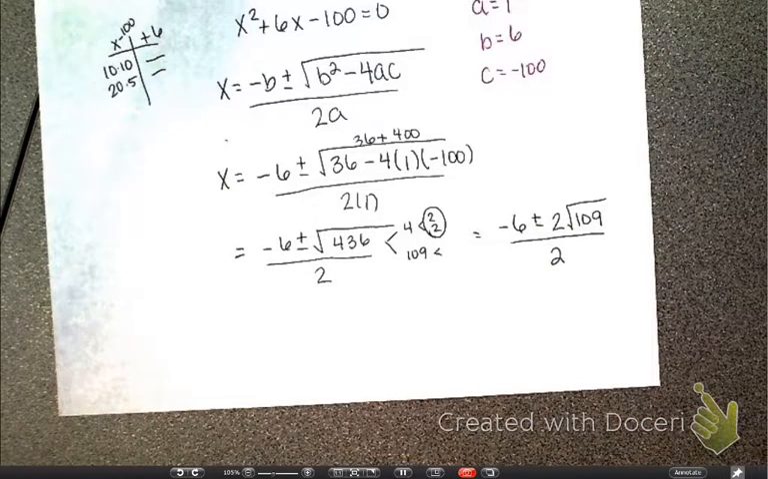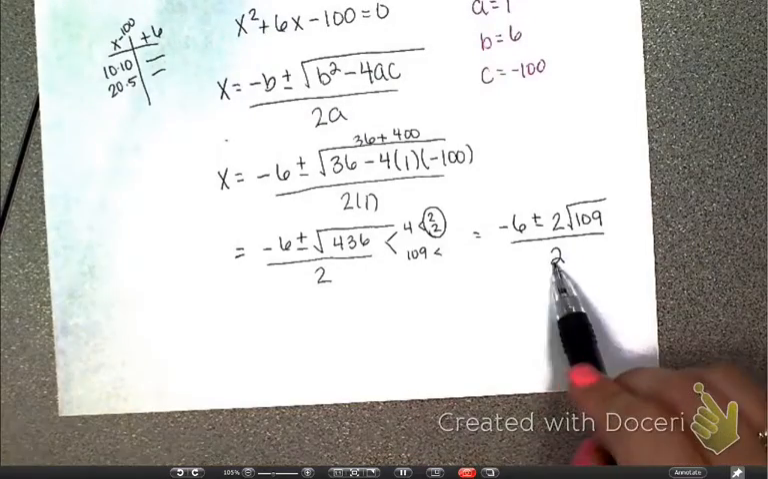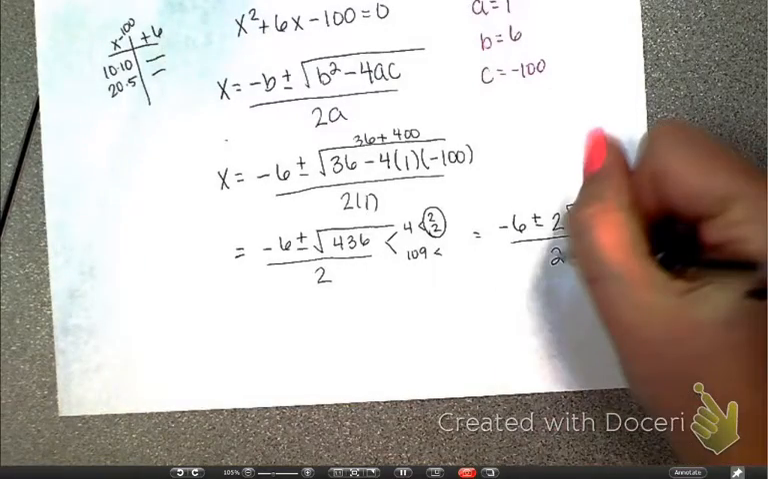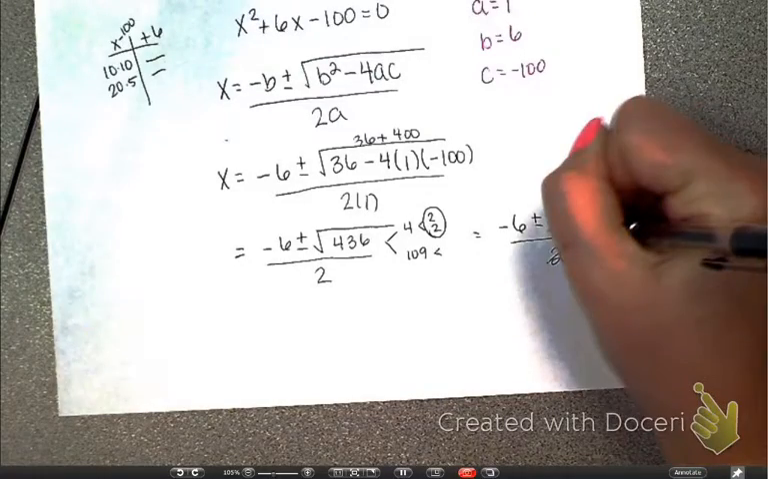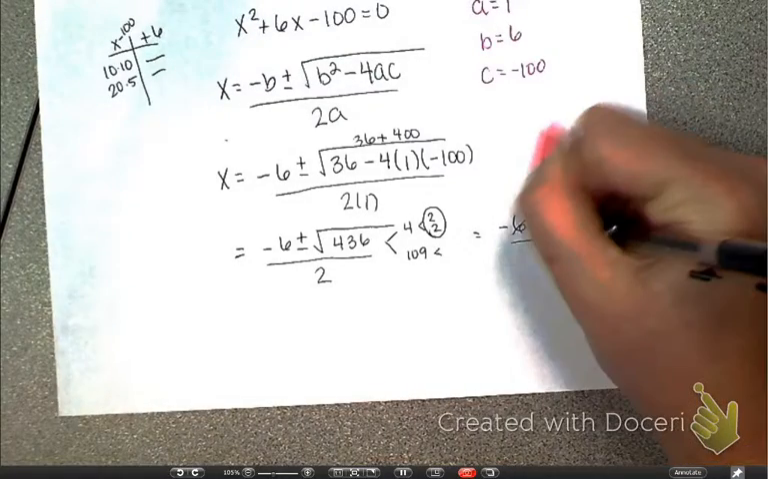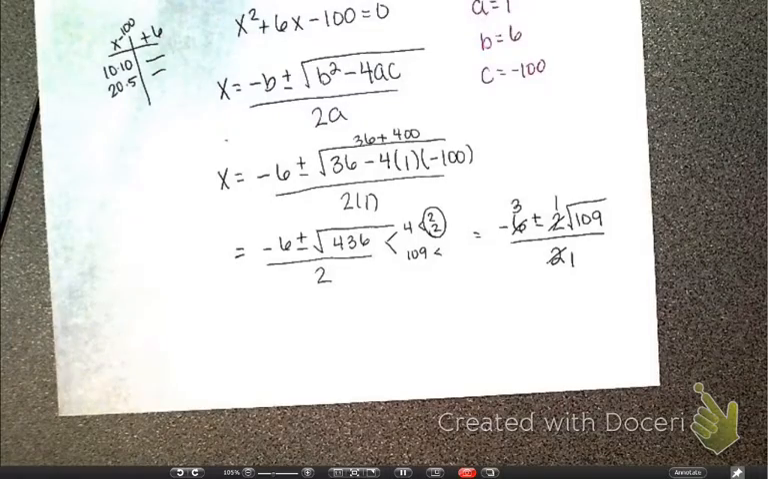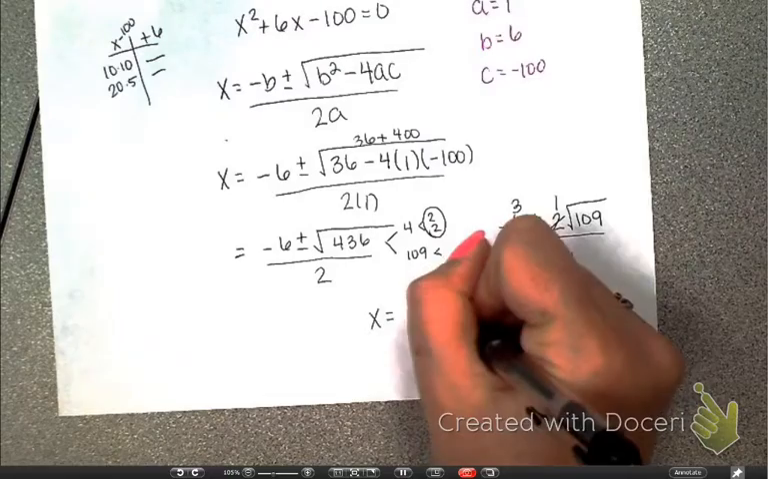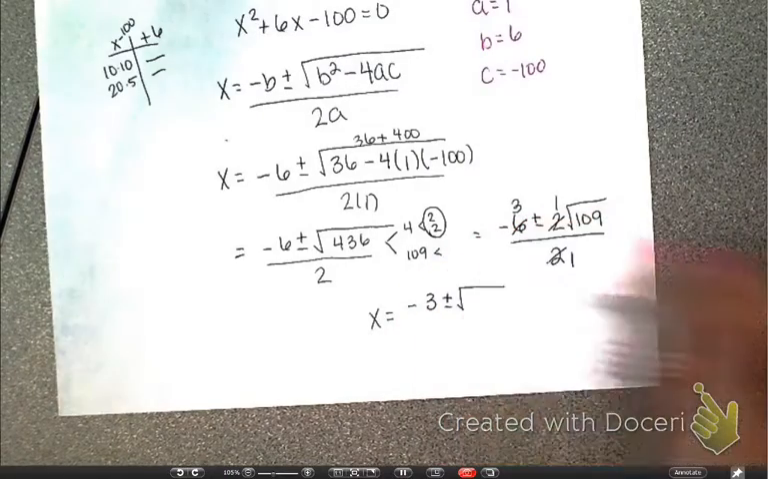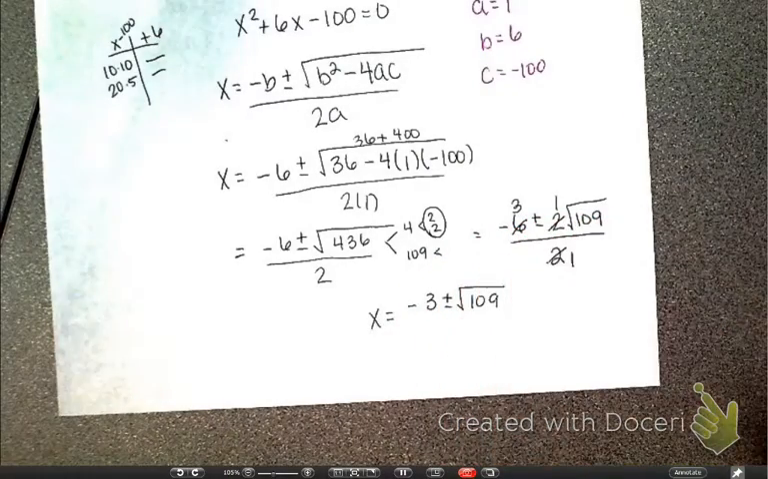Am I allowed to do anything else? Yeah, what am I allowed to do? Reduce by 2. But remember, if you're going to reduce by 2, it has to be to all the terms. So 2 goes into itself once, 2 goes into itself once, 2 goes into 6 3 times. So our final answer is x equals negative 3 plus or minus the square root of 109.